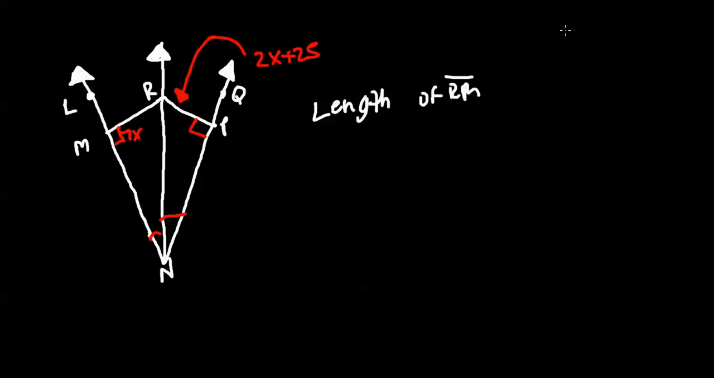Now we're going to look at an example using the angle bisector theorem. Based on the diagram, we know that ray NR bisects angle LNQ. Line RM is perpendicular to line NL. Line RP is perpendicular to line NQ. And what we need to find is the length of RM. So using the angle bisector theorem, we can say that RM is equal to RP. Now we can go ahead and substitute in the values that we have. So RM equals 7x, and RP equals 2x plus 25.